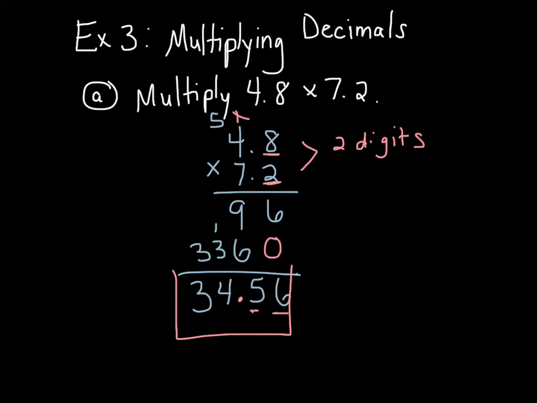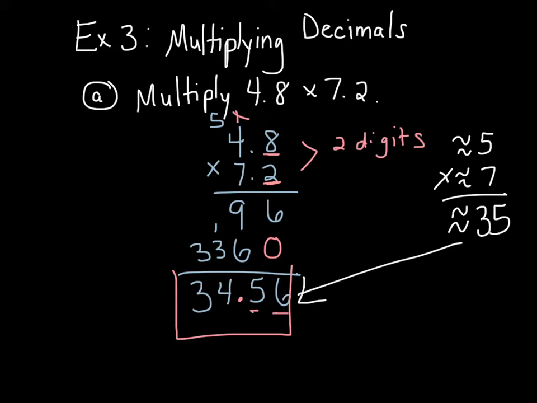And again, you can estimate here. It's never a bad idea to estimate. So 4.8 would be pretty close to 5, and then 7.2 or 7 and 2/10 would be pretty close to 7. And so you could multiply those together, and the estimated answer would be right around 35, which is pretty close to 34 and 56 hundredths.